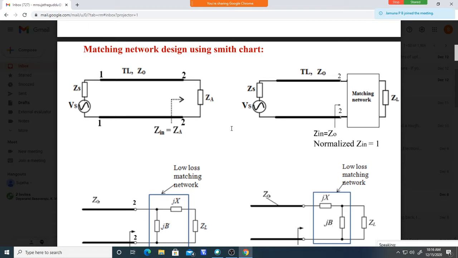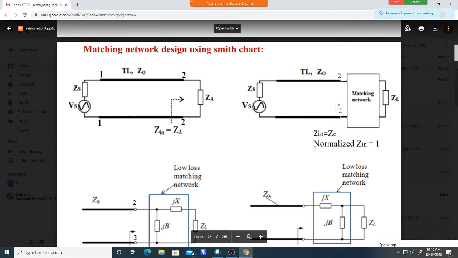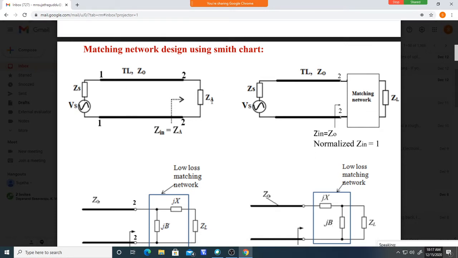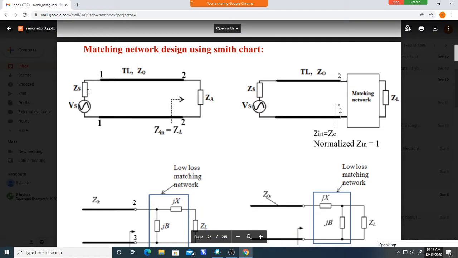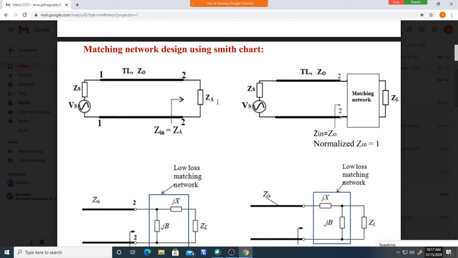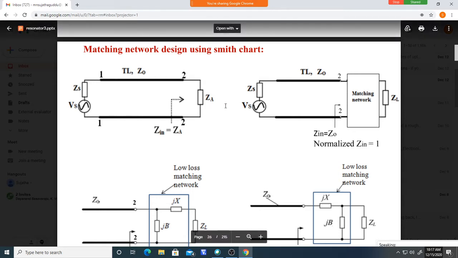circuit, in this topic, what we are doing is assuming this ZS is matched with the Z0. Assume this is 50 ohm, this is also 50 ohm, or this is equal to Z naught, the characteristic impedance. Both Z naught and ZS are matched, but this is not a matched one. ZA may be anything. That condition we are assuming here. This is matched with ZS, but this is not matched. But for maximum power transfer, what we need is all three matched here.